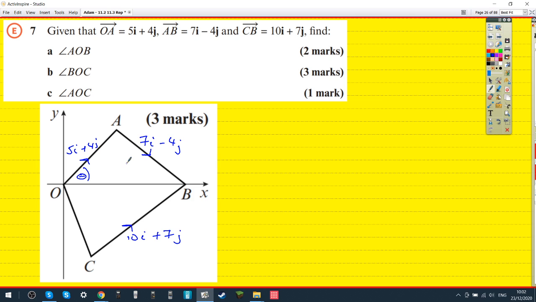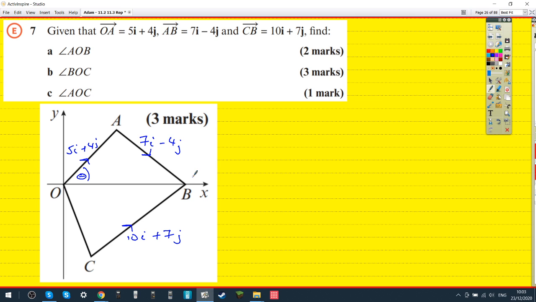I have a hunch about something. Let me see. This one is 5 right, 4 up. So its gradient is 4 over 5. No. I was hoping this would be a 90-degree angle, but it isn't. There's a noodle scratcher. A, O, B.